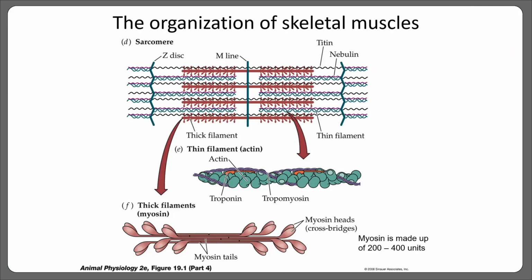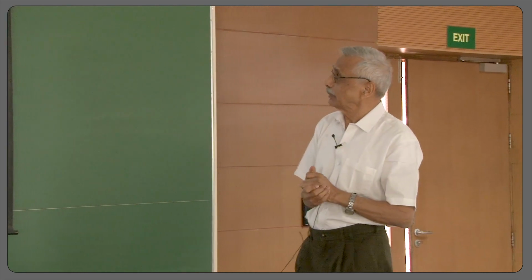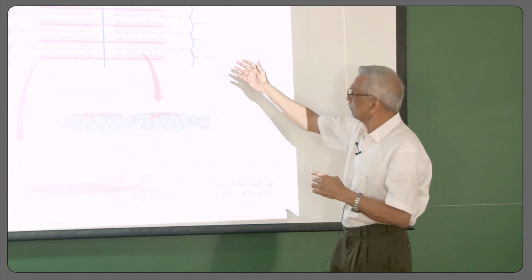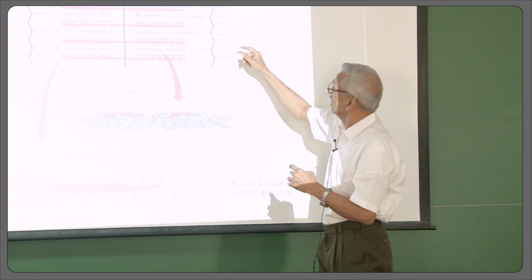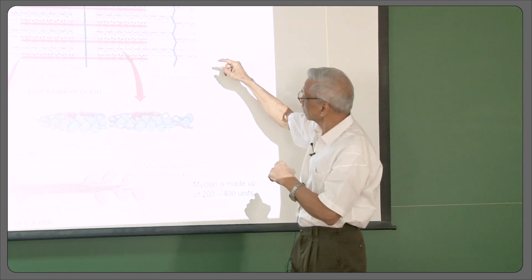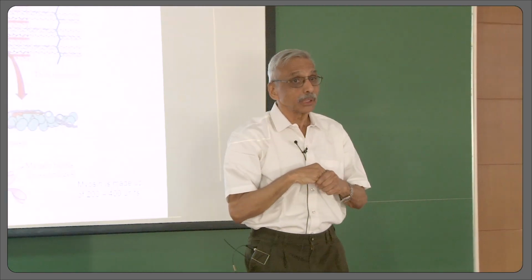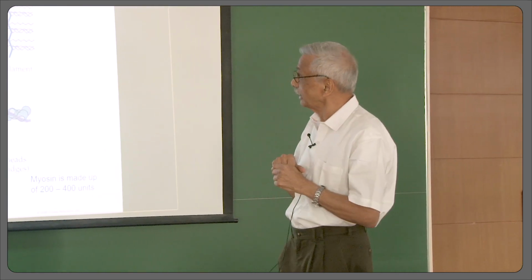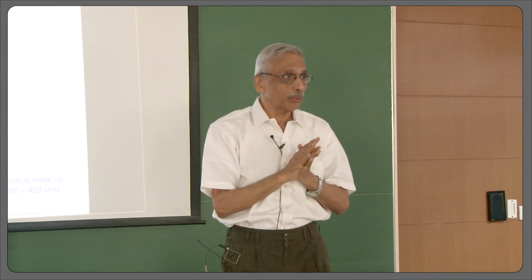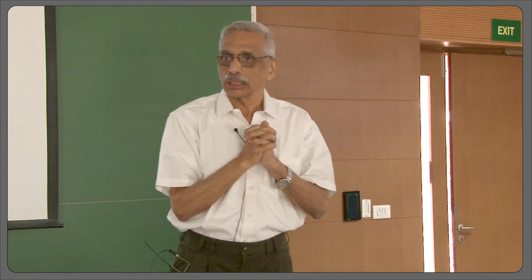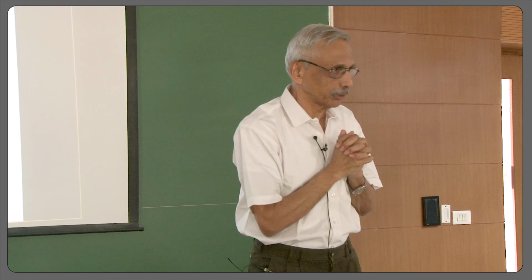So, here you can see the T-tubules. We are still talking about the Z membrane. From the Z membrane, you have the actin filament. Are you with me? Actin filament, and the red ones are the myosin filament. And from the myosin filament, you have some extremely interesting structure which we call a cross bridge.